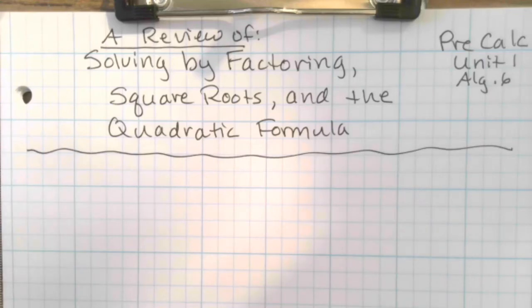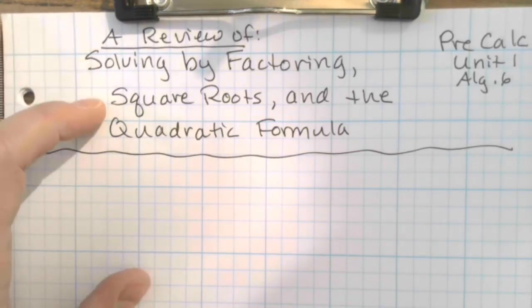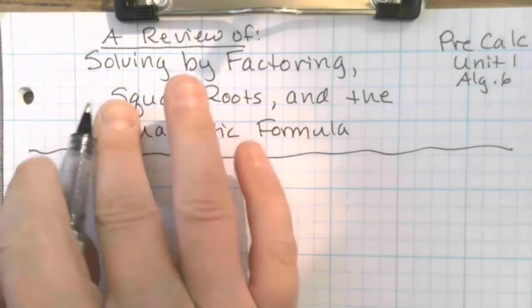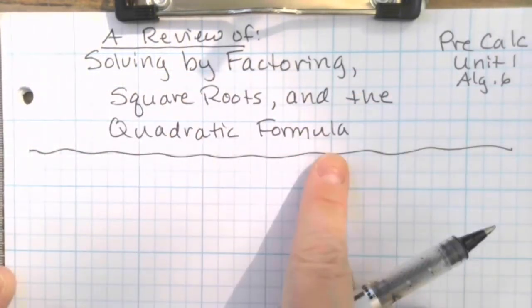Good afternoon. We are going to review three different types of solving: solving by factoring, solving by square roots, and solving using the quadratic formula. I'm going to go over a couple different types of factoring. I do not have the time to go over all types of factoring, but if you have your factoring notes from last year with the chart that has all of the different factoring formulas on it, that might be something you want to pull up and remind yourself of. So, solving by factoring, square roots, and the quadratic formula.